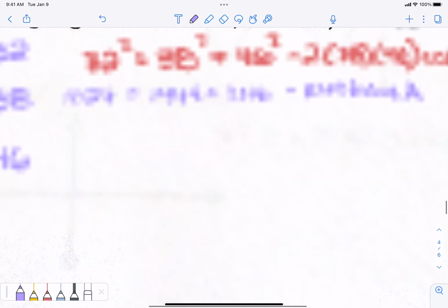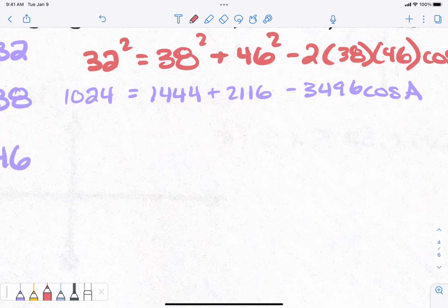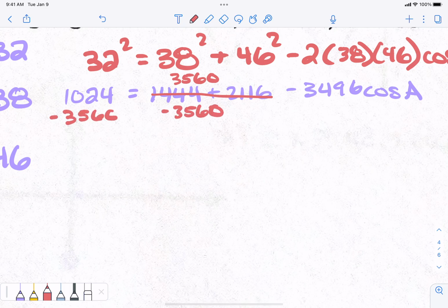Okay, now I've gotten all my stuff done. What do I do now? I'm going to add these two together right here. 1444 plus 2116 is 3560. Okay, now what? Can I add this guy to this guy? No, you've got to subtract it over. Subtract 3560 and you will end up with a negative number. That's what you want to happen. Both are negative. This is negative 2536.